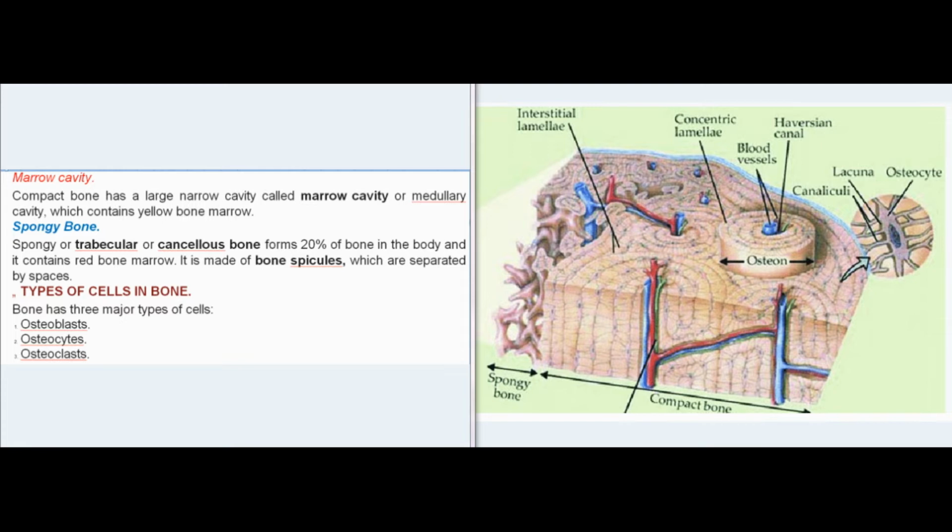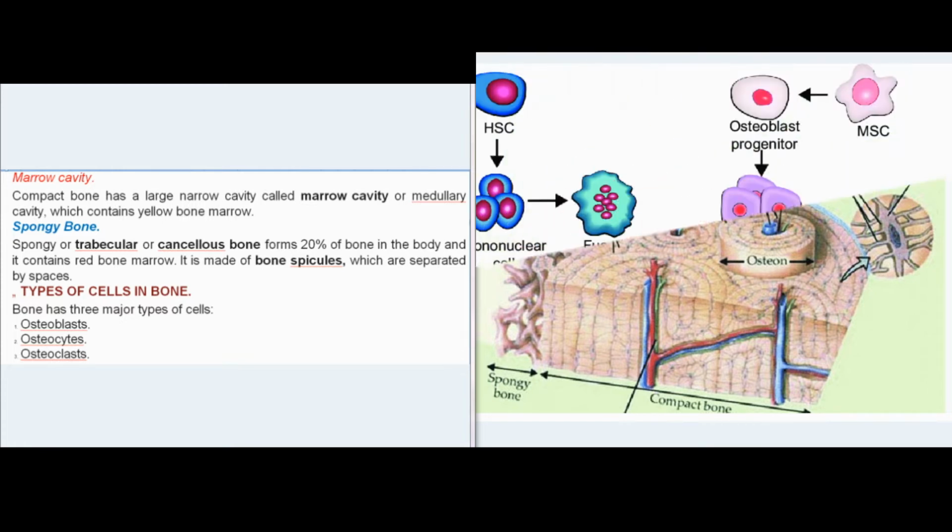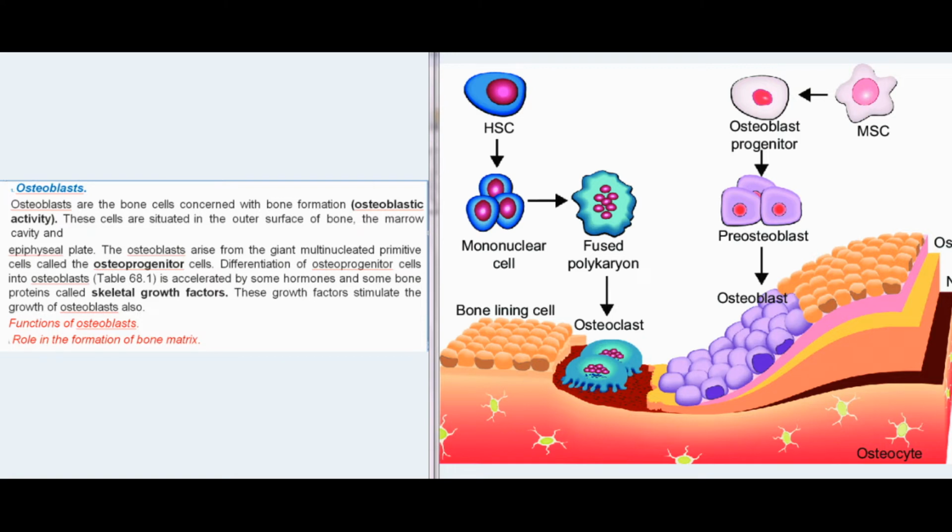Types of cells in bone. Bone has three major types of cells: osteoblasts, osteocytes, and osteoclasts. Osteoblasts. Osteoblasts are the bone cells concerned with bone formation, osteoblastic activity. These cells are situated in the outer surface of bone, the marrow cavity and epiphyseal plate. The osteoblasts arise from the giant multinucleated primitive cells called the osteoprogenitor cells. Differentiation of osteoprogenitor cells into osteoblasts, Table 68.1, is accelerated by some hormones and some bone proteins called skeletal growth factors. These growth factors stimulate the growth of osteoblasts also.